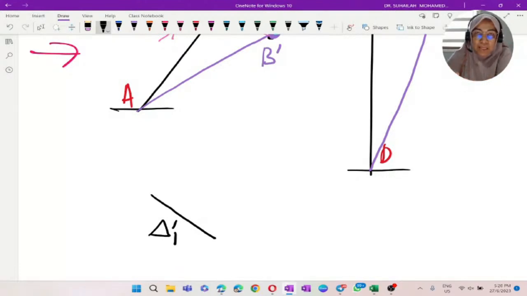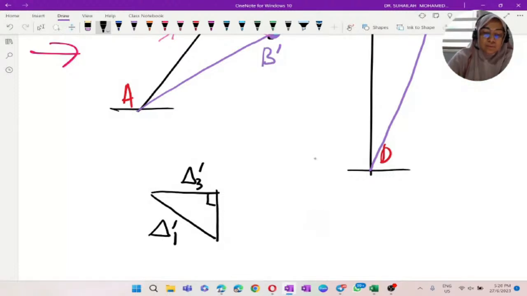Column CD, the delta is horizontal. So this is the horizontal. Okay, and this is delta 3. And beam is a horizontal member, the delta is vertical. Okay, and this is delta for beam.